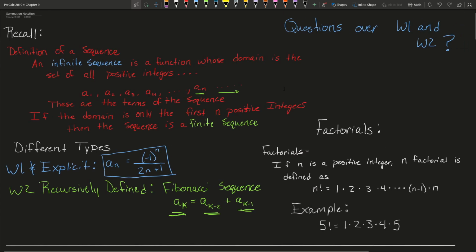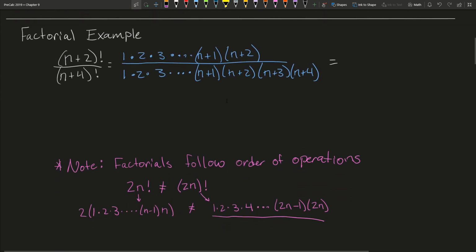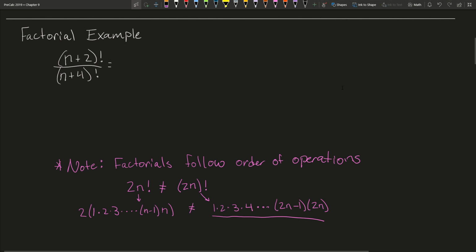All right. So back to what we were doing last week as well. All right, so we covered explicit sequences and recursively defined sequences. Okay, we also went over factorials, which I want to do a really quick example of, and I already have it written out for you, but just pretend like I didn't. All right, so an example that I would expect you to be able to do is n plus 2 factorial over n plus 4 factorial.